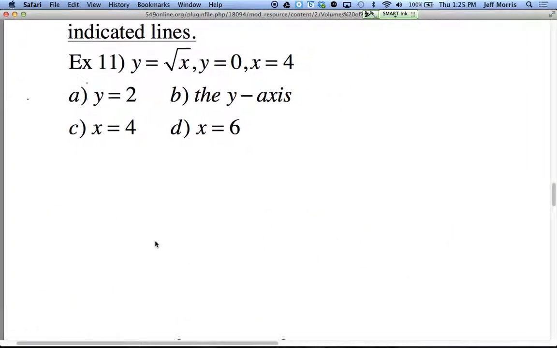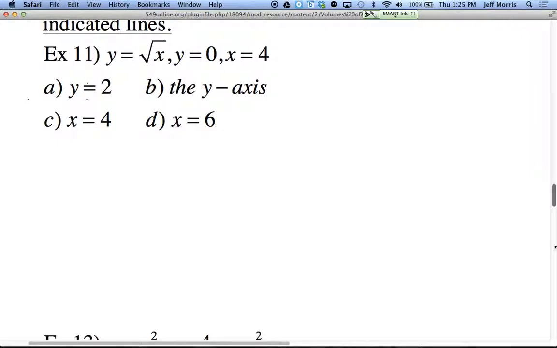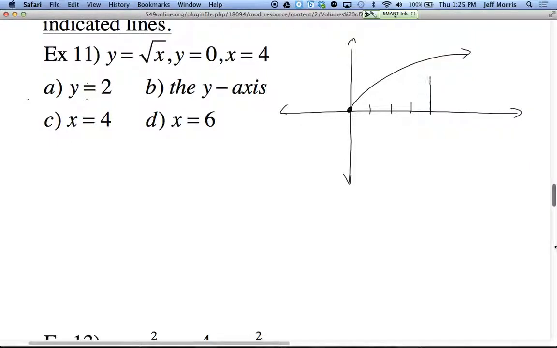Slide that over. Example 11. So what I'm going to do first, I'm going to sketch the area of the region. So I have the square root of x. And we have y equals the square root of x, we have y equals 0, and we have x equals 4. 1, 2, 3, 4. Okay? So the region is bounded by these three curves.